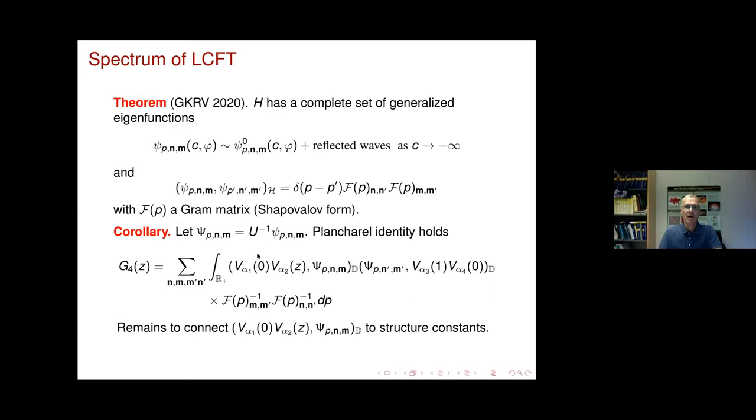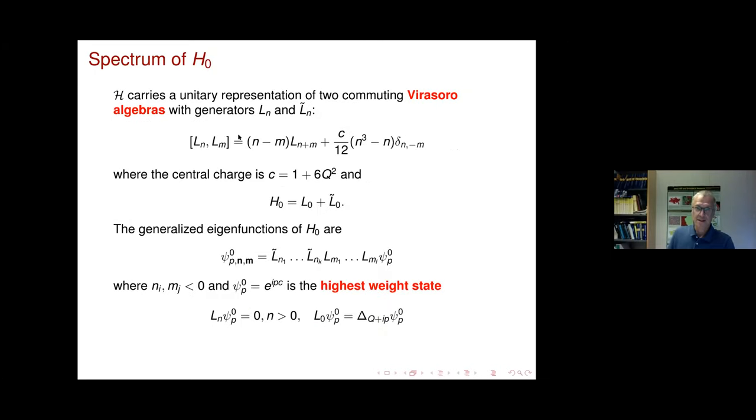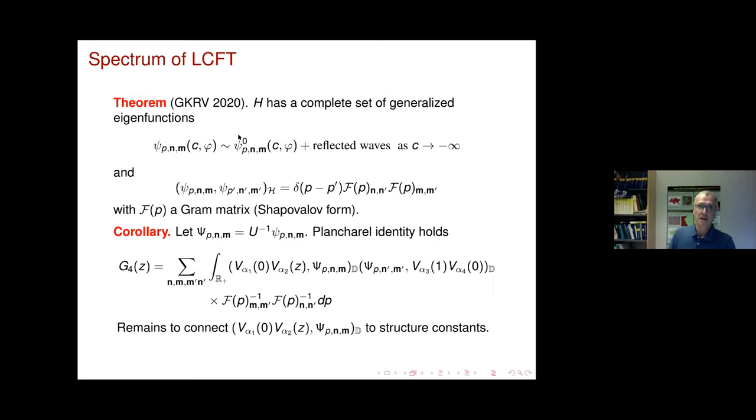And now I'm almost done. I think I have 1 minute, so let me just say what our main theorem is. The full Liouville Hamiltonian has a complete set of generalized eigenfunctions, which are functions of c and of these infinitely many Fourier components. When you go to minus infinity in c, they look like these guys which we have here, plus some reflected waves.